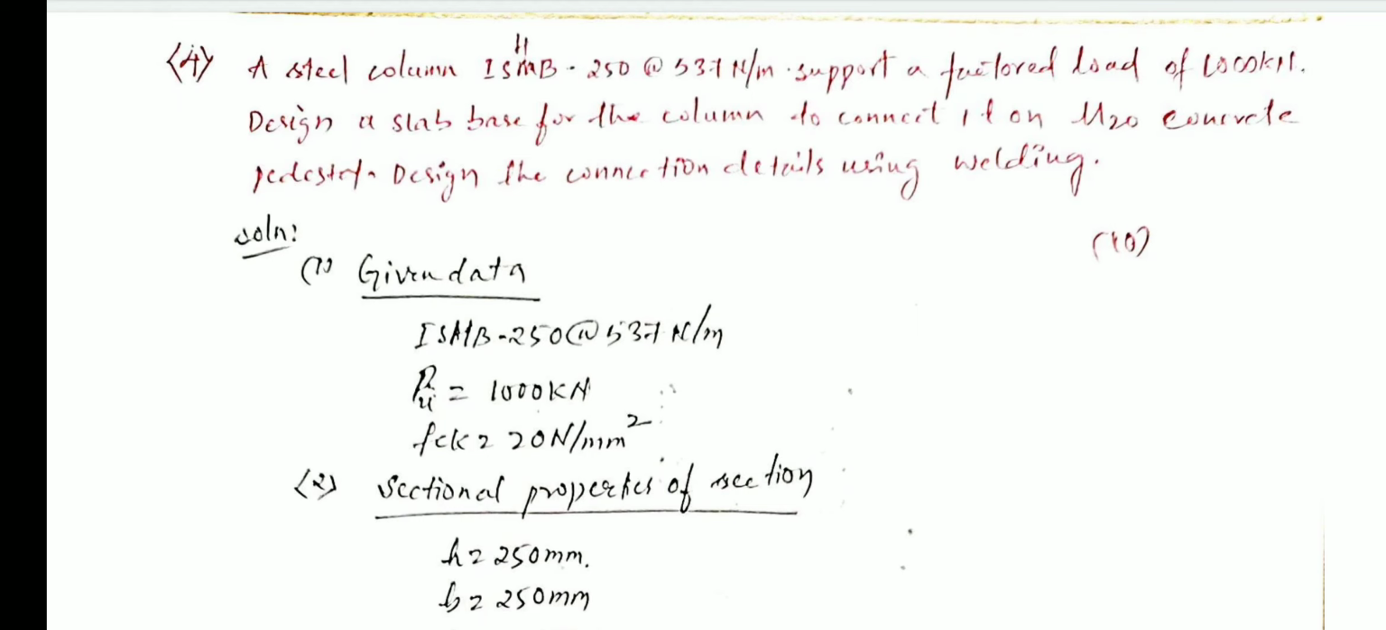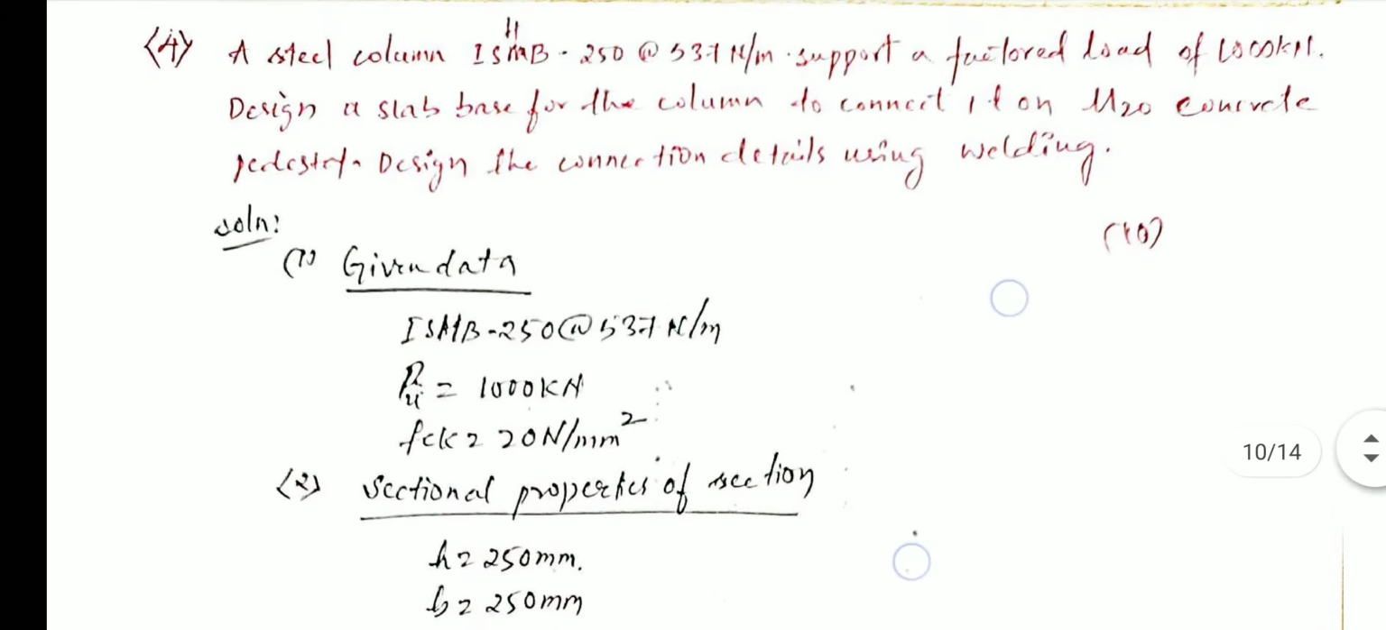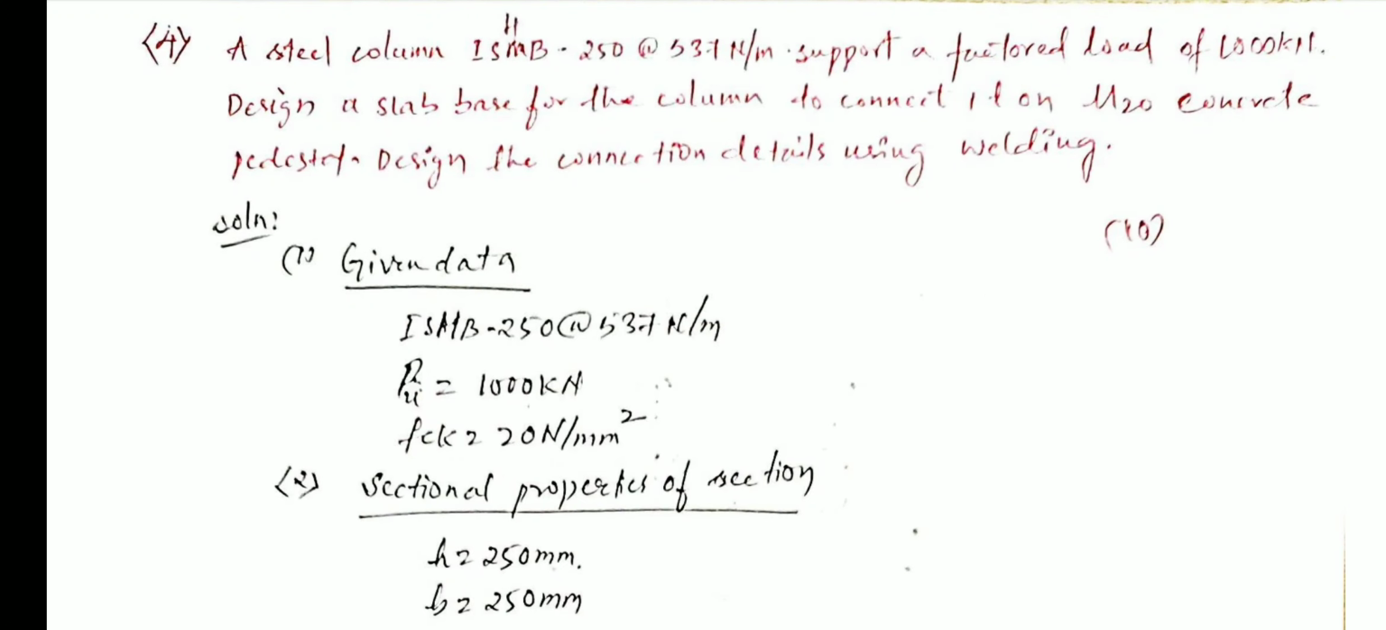So first we understand what exactly the given data is. When you read the question, then only we understand what things are given and what things we have to design. Here the given data: ISHB column 250 at the rate of 537 Newton per meter. Then the factored load, indicated by Pu, Pu is equal to 1000 kilonewton. FCK is also given, 20 Newton per mm square. They have given all the data. Now according to our design procedure, no need to assume the FCK because the grade of concrete is already given in the problem. So we will go for the second step.